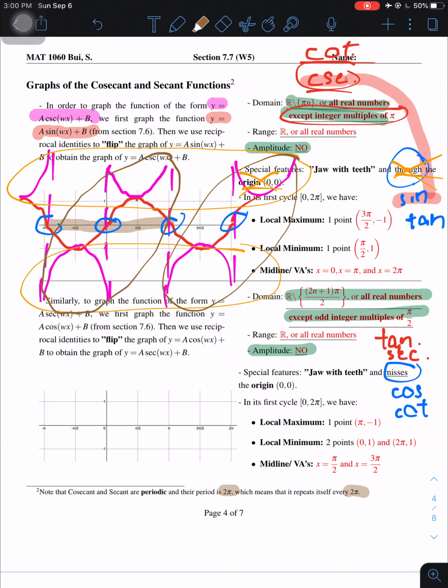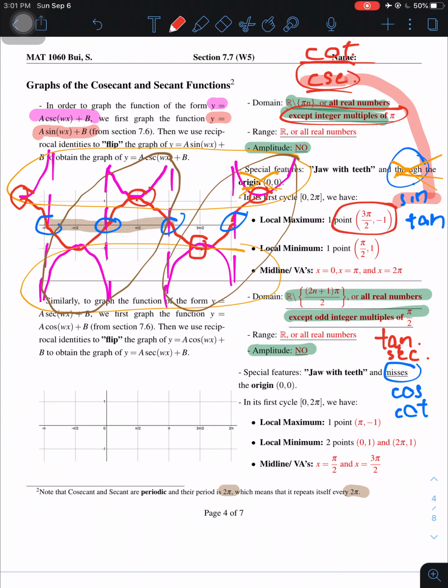Okay, and what else? We have a max, we have a min, and also the midline or vertical asymptotes if you want to refer to them. So for the maximum, we're going to have this one in here, this one in here, and this one in here. They're all the maximum, right? So in the first cycle, it is at pi over 2 to negative 1. Okay, and you're going to ask me, well, this is actually not the first cycle, right?